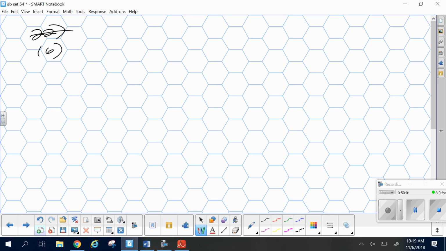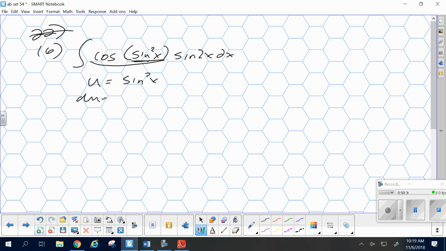Okay. 16, you definitely want to use u-sub. So this is a function within a function. So u should be sine squared. So du, here's where you need to be on your game. What's the derivative of sine squared? 2 sine times the derivative of the inside, cosine. Now that actually by identity is sine of 2x. So this becomes cosine of u du.